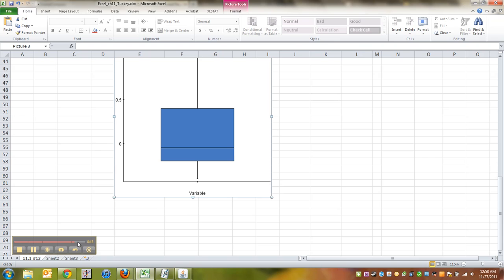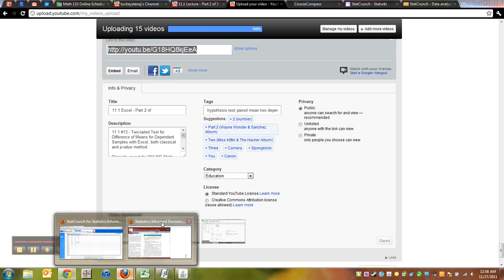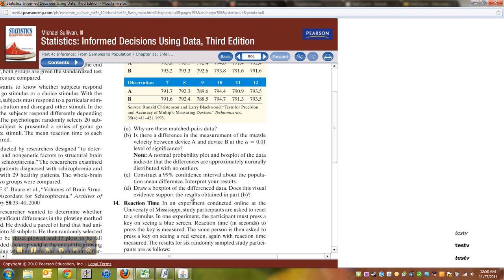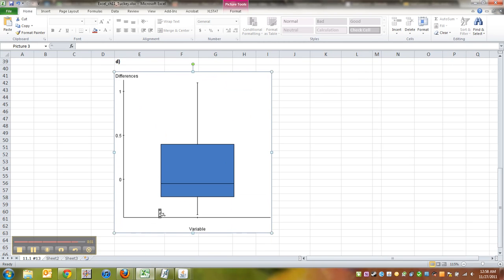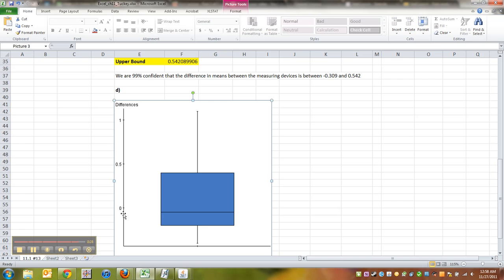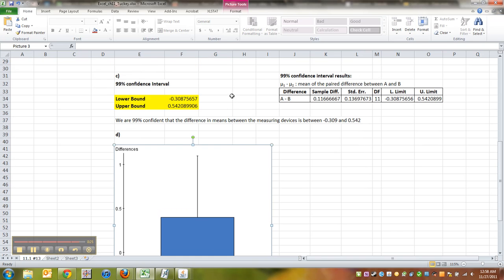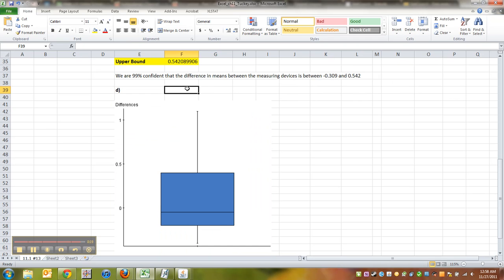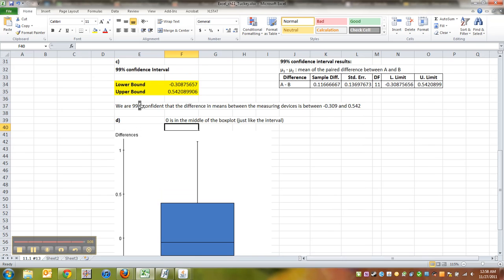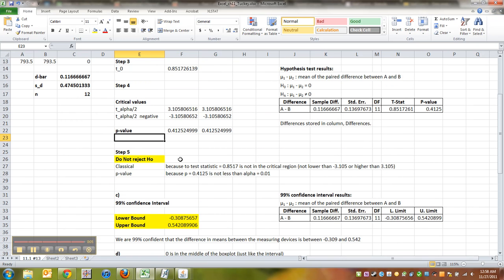And there we go. And then what do they want us to answer about it? Does this visual evidence support the results obtained? Let's look at it. Sure. Look, if you look at the box plot, see how 0 is in the midst of it? Just like 0 was in the middle of our interval. So 0 is in the middle of the box plot, just like the interval, which would tell us that they're not different. Because if 0 is in your interval, it means that they're not really different, which sort of backs up the fact that we didn't reject the null hypothesis.